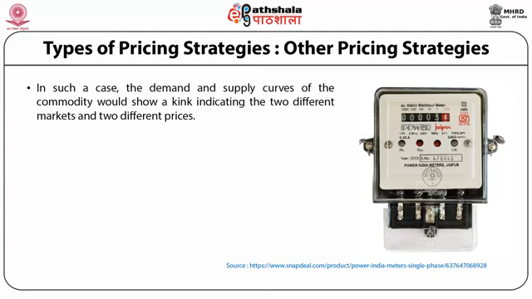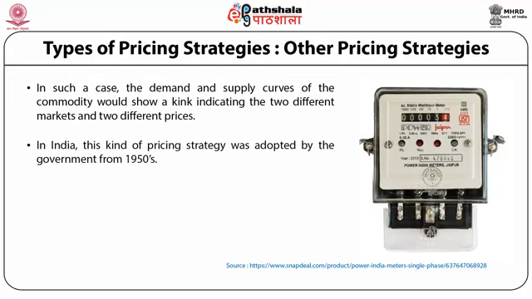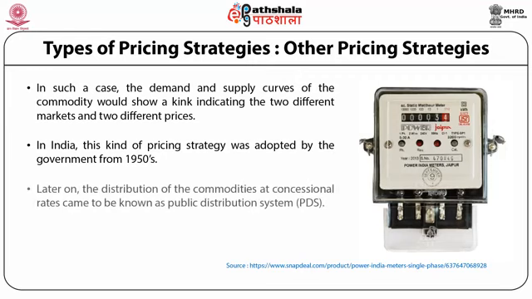In such a case, the demand and supply curves of the commodity would show a kink, indicating two different markets and two different prices. In India, this kind of pricing strategy was adopted by the government from the 1950s. Later on, the distribution of the commodities at concessional rates came to be known as PDS, that is, Public Distribution System.